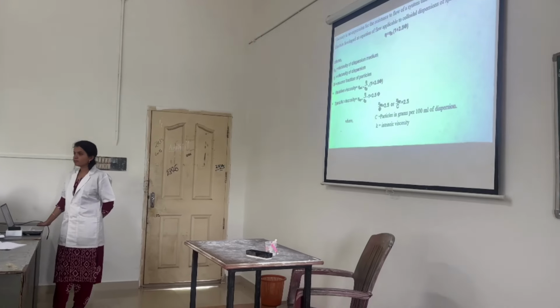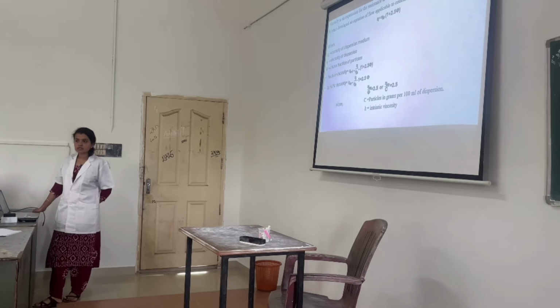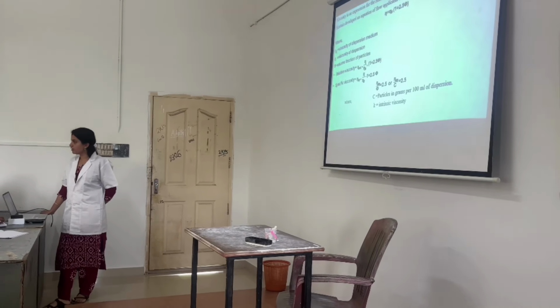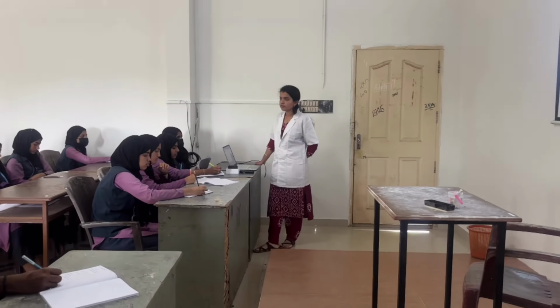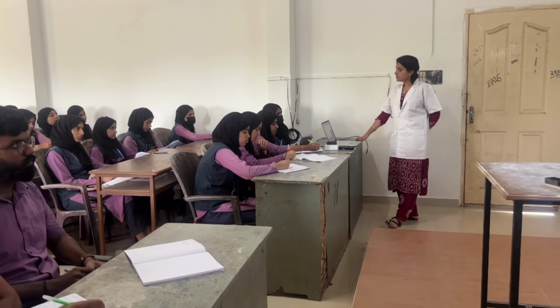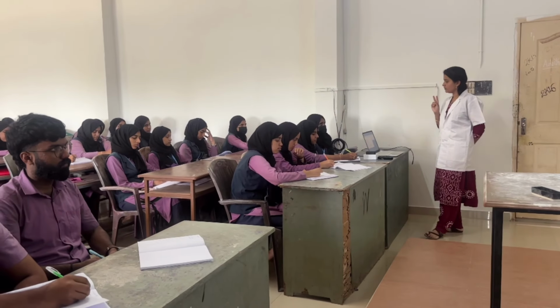What is eta 0? It is the viscosity of dispersion medium. Eta is the viscosity of dispersion. Psi is the volume fraction of particle. That means how many particles are present in a given volume of dispersion. Then relative viscosity and specific viscosity. These are the 2 types of viscosity which we have to study.